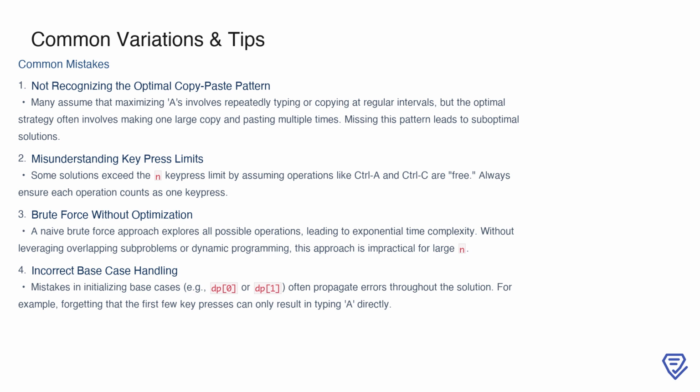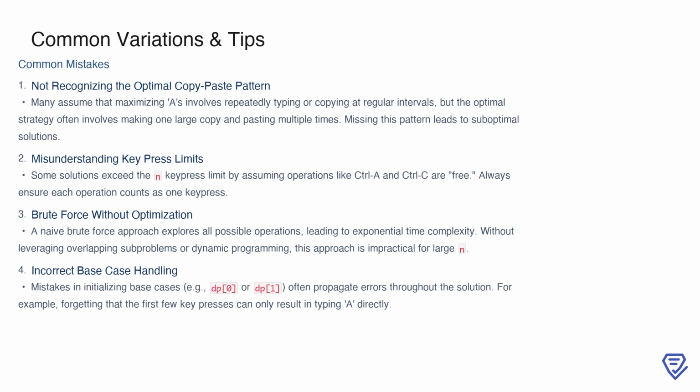When solving the 4 keys keyboard problem, there are common mistakes that can trip you up if you're not careful. First, many fail to recognize the optimal copy-paste pattern. Instead of repeatedly typing or copying at regular intervals, the best strategy often involves making a single large copy and then pasting multiple times. Misunderstanding this can lead to suboptimal results. Another common issue is misunderstanding the key press limit. Every operation, including Ctrl-A and Ctrl-C, counts as one key press, so exceeding the given n will invalidate your solution.